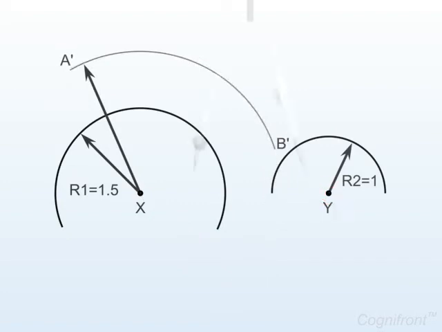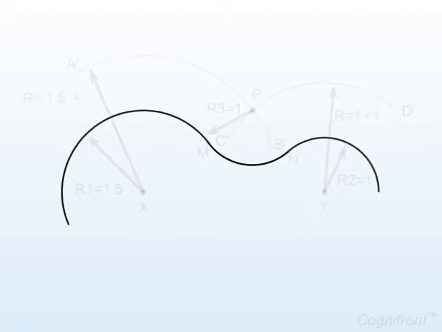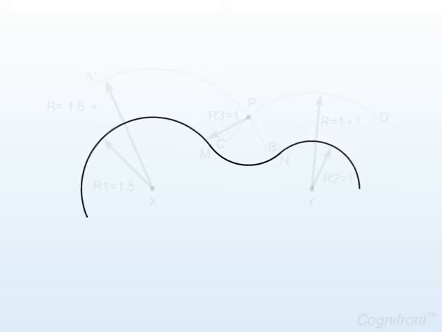Similarly, take y as a center. Draw an arc c dash d dash with radius equal to r2 plus r3. The arcs a dash b dash and c dash d dash intersect at point P. With point P as center and radius r3, we will draw an arc which will be tangent to the given arcs at points M and N respectively. Let's now erase the unwanted curve segment. And here we go. We have just drawn a tangent arc to given arcs.